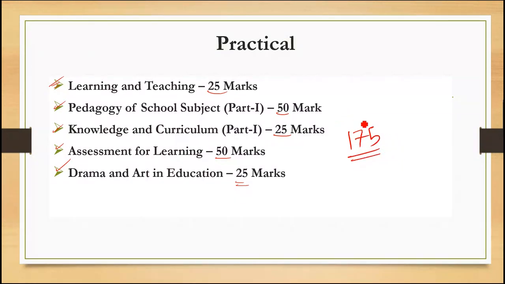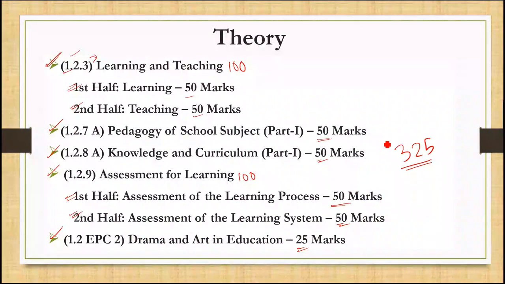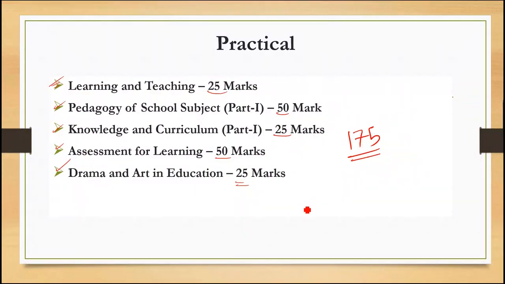So here we see that the practical will be for 175 marks, and here we see that the theory is of 325 marks. So our total marks for B.Ed second semester is going to be 325 plus 175, which is going to be 500 again. Why I'm saying again is because for the first semester also it was 500, as we had seen in the previous video. Now let's see further division of marks, as how is it divided into external and internal assessment.